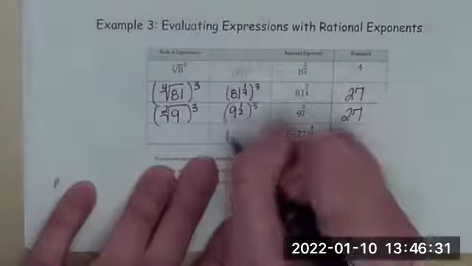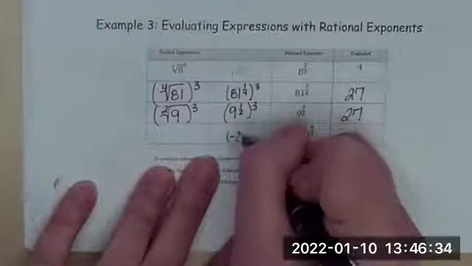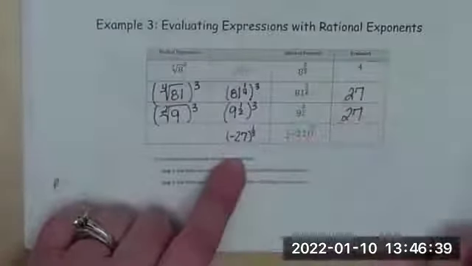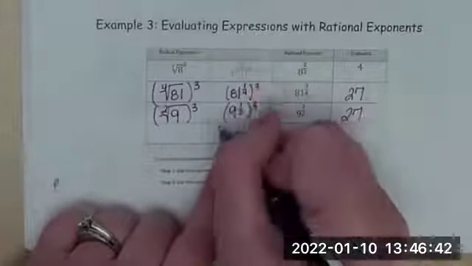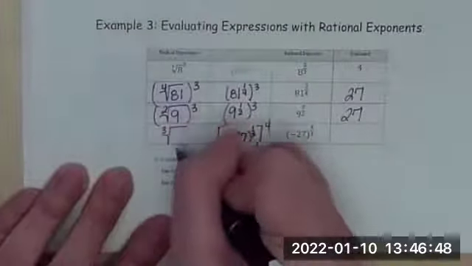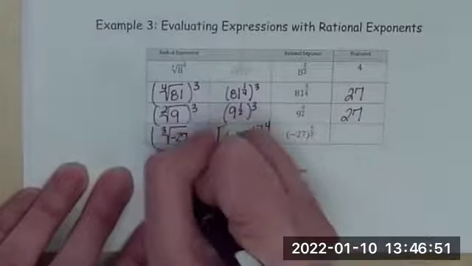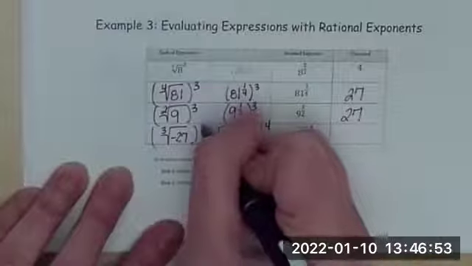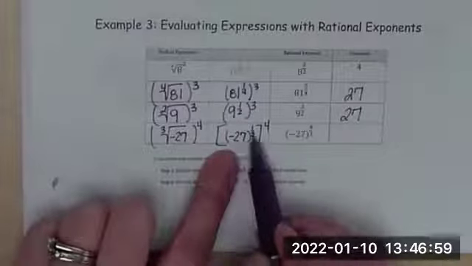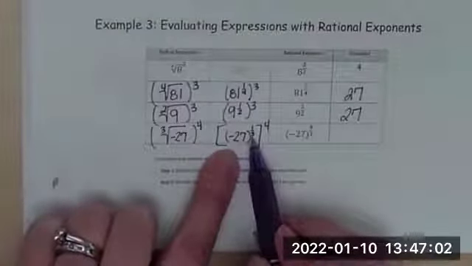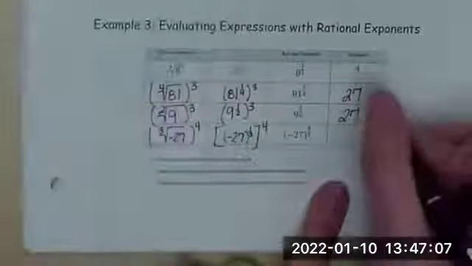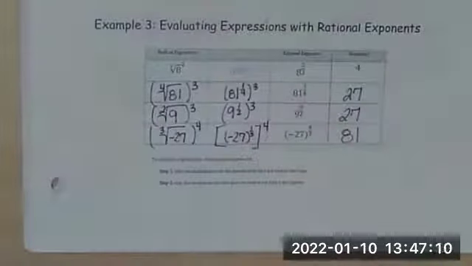Now, taking a look here, I have negative 27 to the 4/5. I'm going to rewrite this one a little bit differently because of the negative. So I have the cube root of negative 27, and I'm going to take that to the 4th power. The cube root of negative 27 is negative 3. Negative 3 times 3 times 3 times 3 gives me a positive 81.